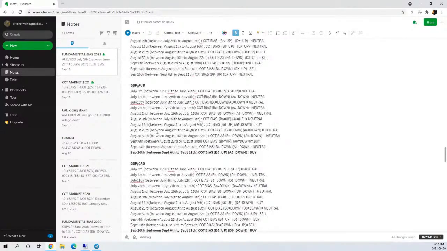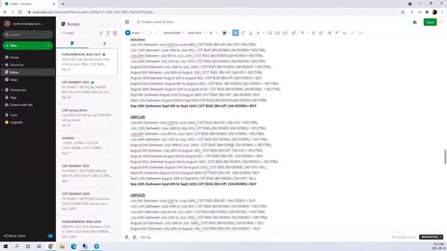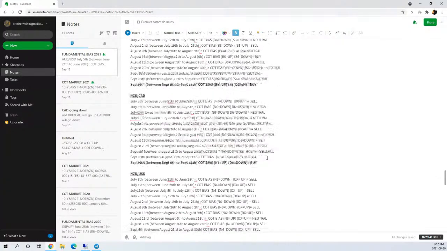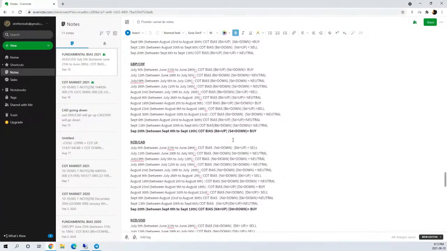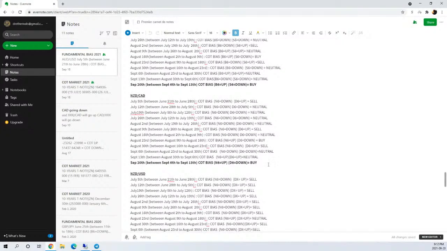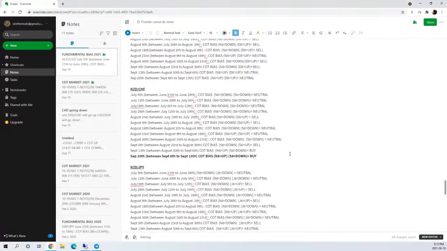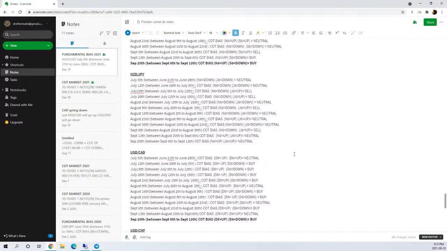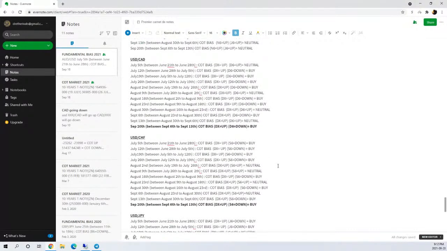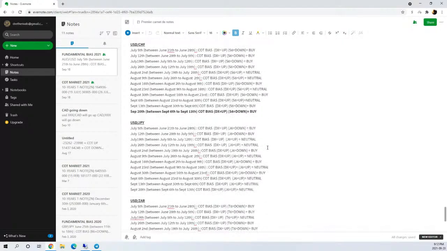Now, GBP AUD, we have it as a buy because the British pound is going up overall for the week. GBP CAD as a buy, same thing. And we have GBP CHF as a buy. Then NZD CAD as a buy. NZD CHF as a buy. And then you have USD CAD as a buy. And USD CHF as a buy.